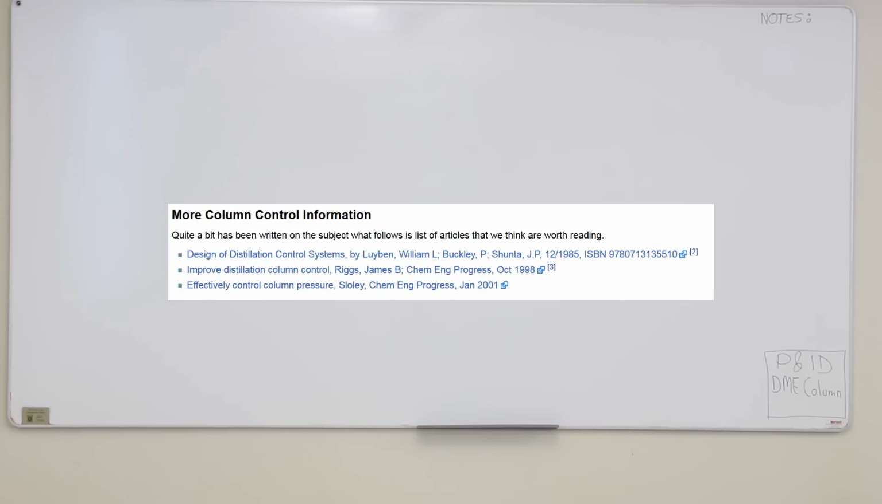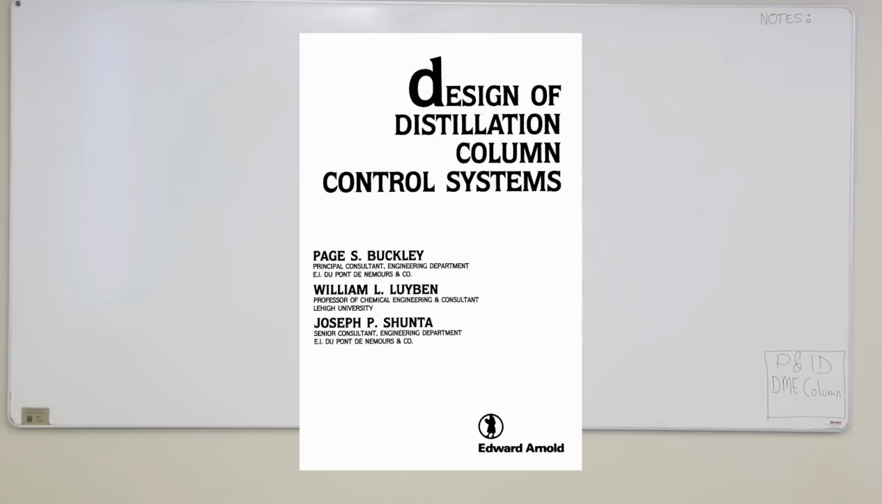In addition to that one, if you find the control scheme, I've put 3 links on the wiki yesterday. One of them is a book by Lubin, who's a prof down in the States, and also Buckley, who's a really experienced DuPont distillation designer. I would recommend you have a look at that book. I was flipping through a technical article that Buckley had written, and it was really helpful for me.